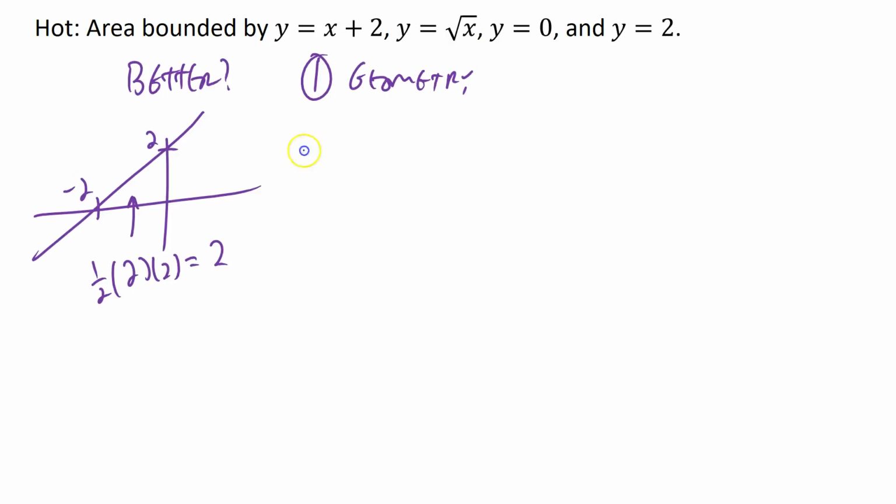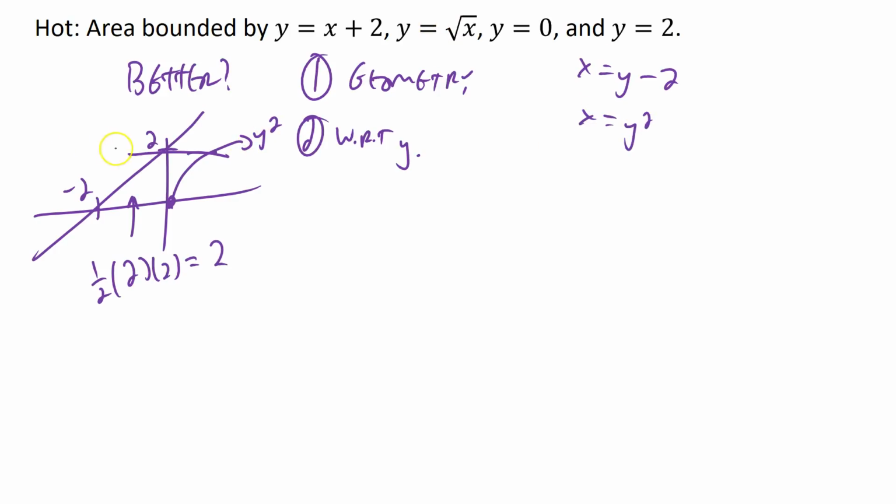That's one way you could do it. Another way you could do it is with respect to y. Okay, so we think about this instead. This is 2. So we think about this entire area instead as, instead of y equals x plus 2, if we solve this for x, so x equals y minus 2. Solve this for x as well. x is equal to y squared. So this function is y squared. This function is y minus 2.